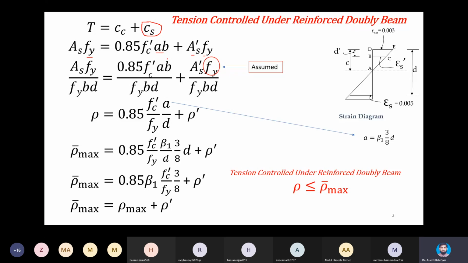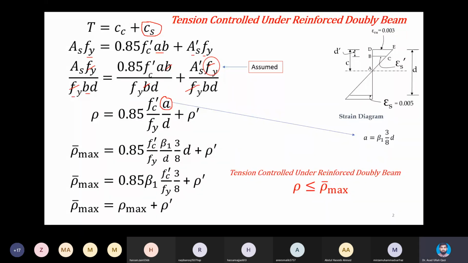I will divide both sides of the equation with fy b d. When I divide, I will get cancellation of fy, and since I am assuming compression steel at yield, I will also get cancellation of fy over here, and also cancellation of b in the first component after equality. So when I replace As over bd with rho on the left hand side, As prime over bd will be replaced with rho prime on the right hand side, and I will rearrange the terms, and the first component is giving me a over d. Now keep focusing on this a. In all our derivations on the next slide, this a will decide which rho I am going to derive.